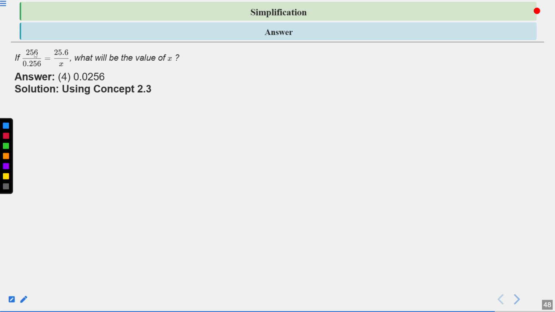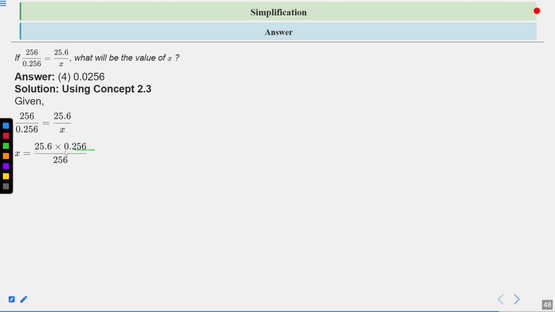Now see the detailed solution using concept 2.3 in this question. Given that 256 upon 0.256 equals 25.6 upon x. So what will be the value of x? The value of x will become, when we cross multiply, 25.6 into 0.256 upon 256.